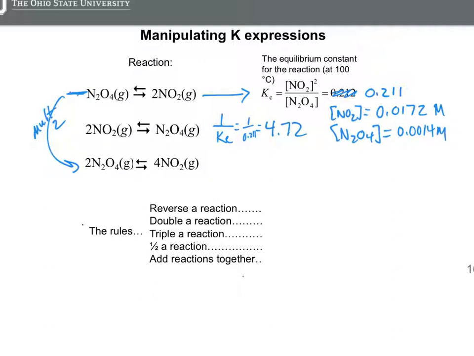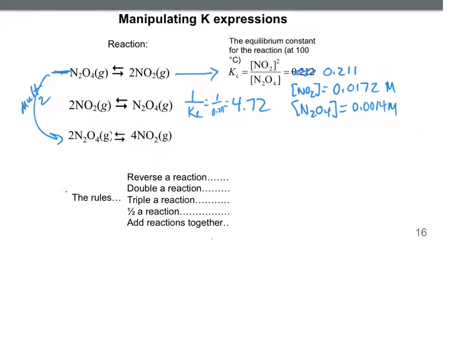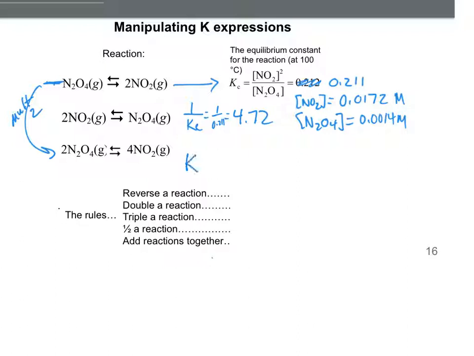Well, let's write out our equilibrium constant expression. I'm going to call this Km for multiply. And this is going to be equal to the concentration of NO2 raised to the 4th power divided by the concentration of N2O4 squared. Everyone see that?